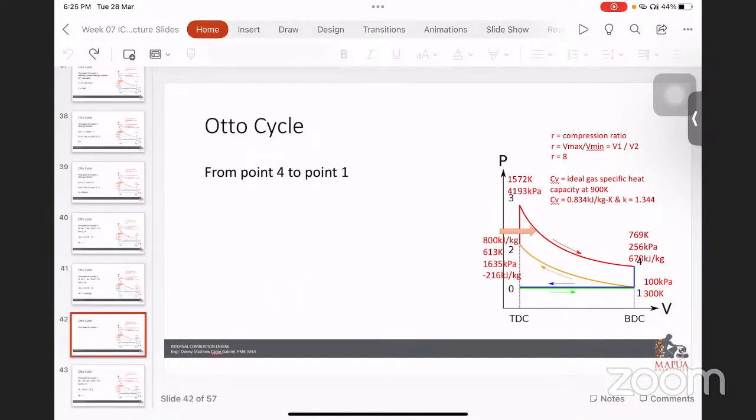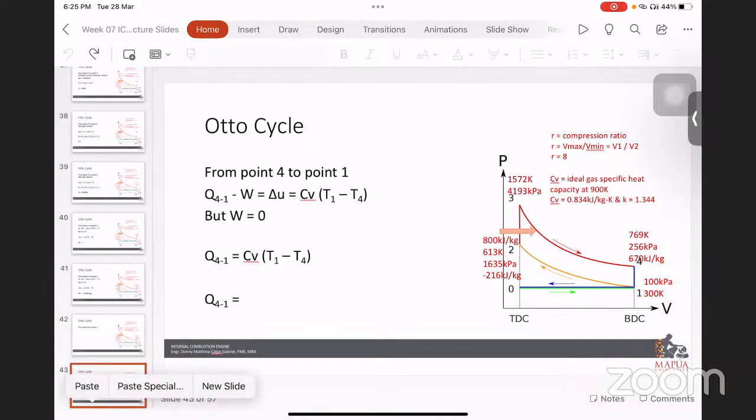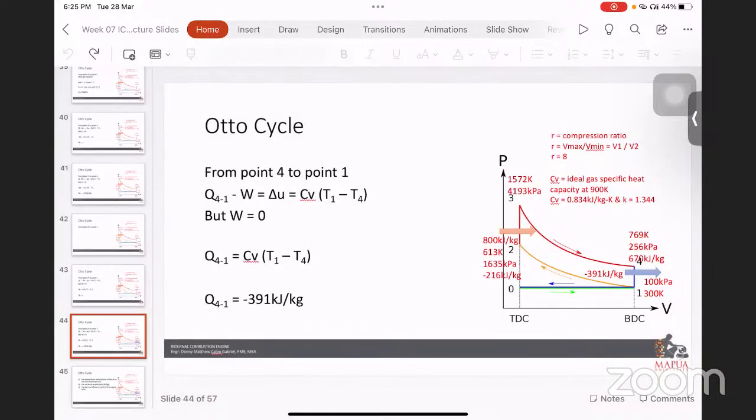And from point 1 to point 4, again, ito ay constant volume process. Meron ka ng temperature at 4, meron ka ng temperature at 1, at meron ka rin specific heat capacity at 900 Kelvin. So you will be able to calculate how much is the heat rejection. Heat rejection is equal to 391 kilojoules.